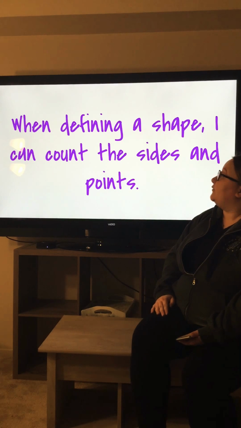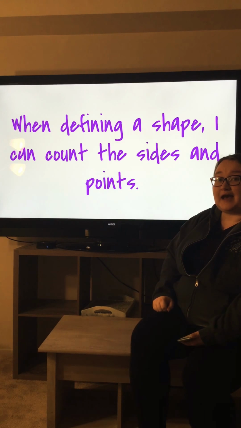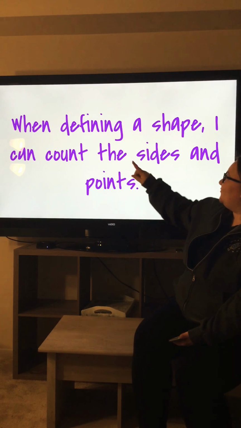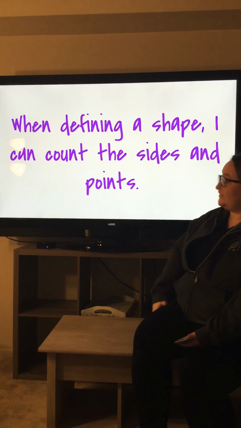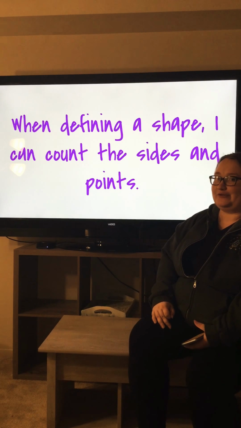And together we said, when defining a shape, I can count the sides and points. I want you to all say that right now. When defining a shape, I can count the sides and points. That's something that we just learned to do and you are now able to do as well.